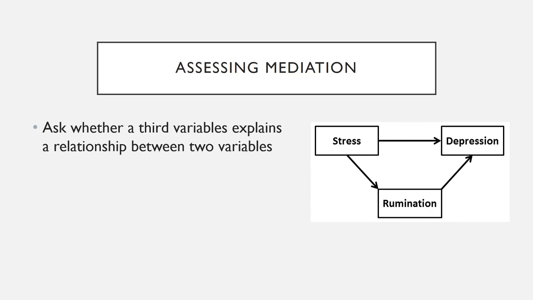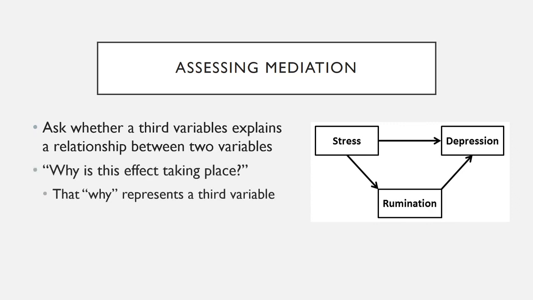And so think of a graphic that uses this triangular formation. It's not like the graphics you created for moderation. Think this triangular format, and your proposed mediator should be at that narrowest end of the triangle. Ask questions like, why is there a correlation between my first two variables? And in this case, it's the why question that represents your third variable.